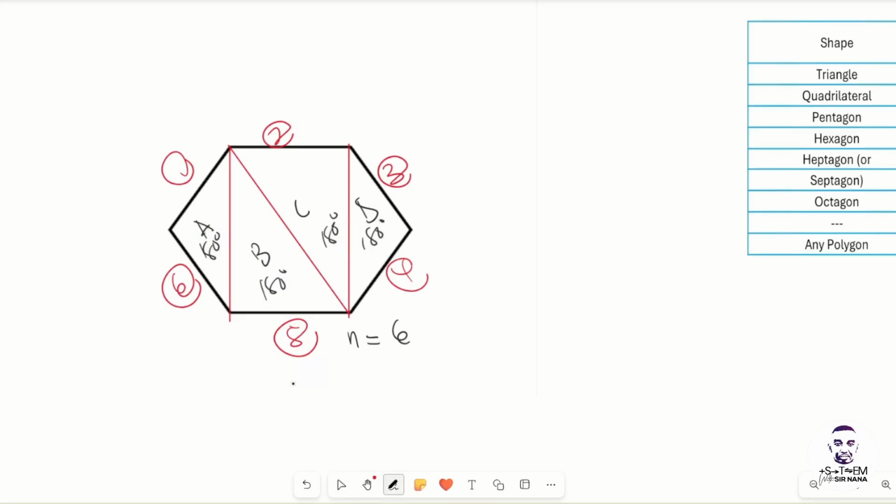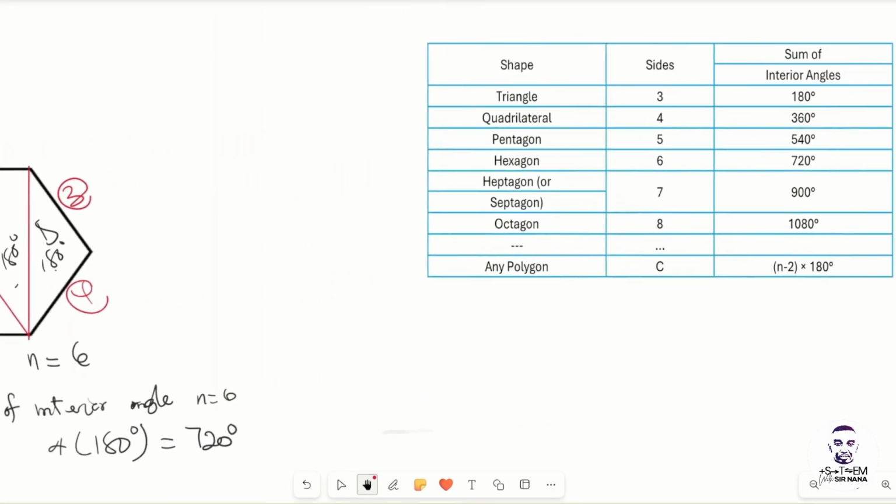So it means that the sum of interior angles, when n is equal to 6, is going to be 4: 1, 2, 3, 4, right? Multiplied by 180 degrees. And that should give us 720 degrees. So we see a pattern. In all the things that we have looked at, we see a pattern. And let's consider that pattern.